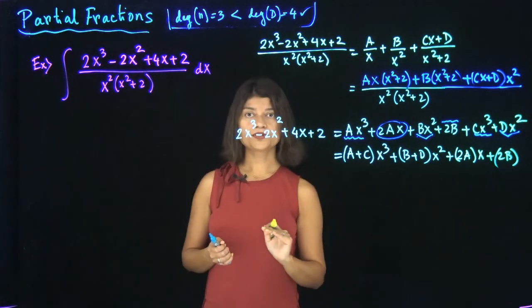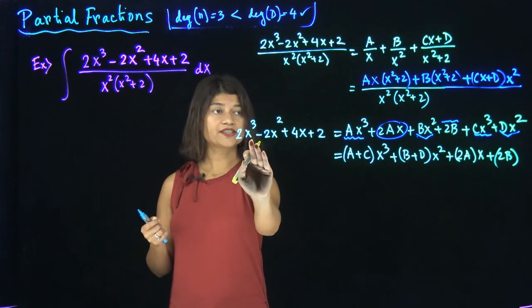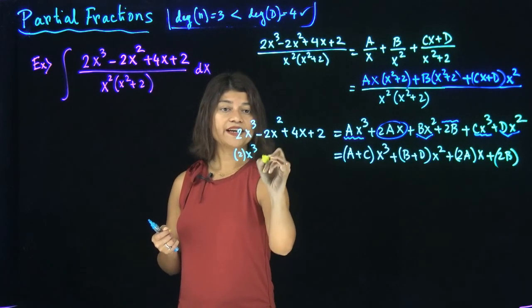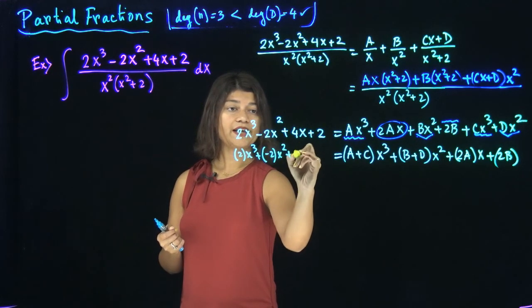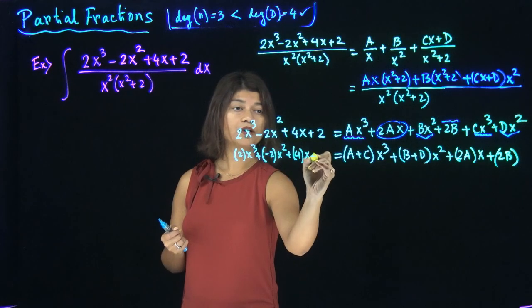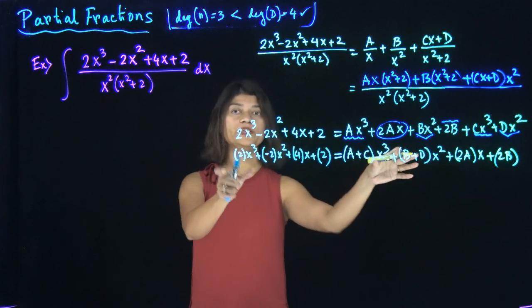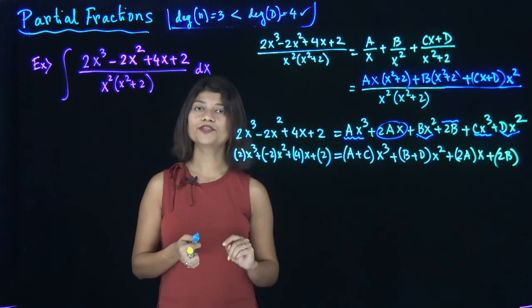On the left, I have a very similar looking thing, if you notice. I have an x cubed term with the coefficient of 2. I have an x squared term with the coefficient of -2. X term with the coefficient of 4, and constant term is 2. Guess what I'm going to do? 2 polynomials are equal to each other if their coefficients are equal to each other. So I can match the coefficients.